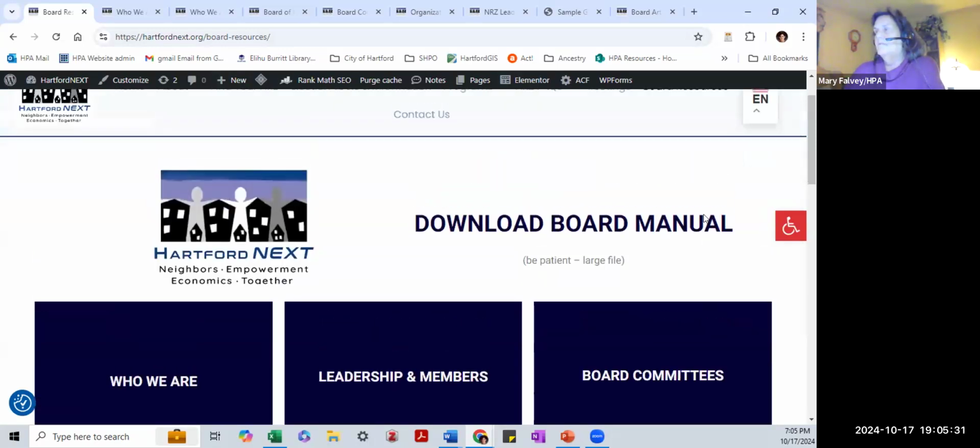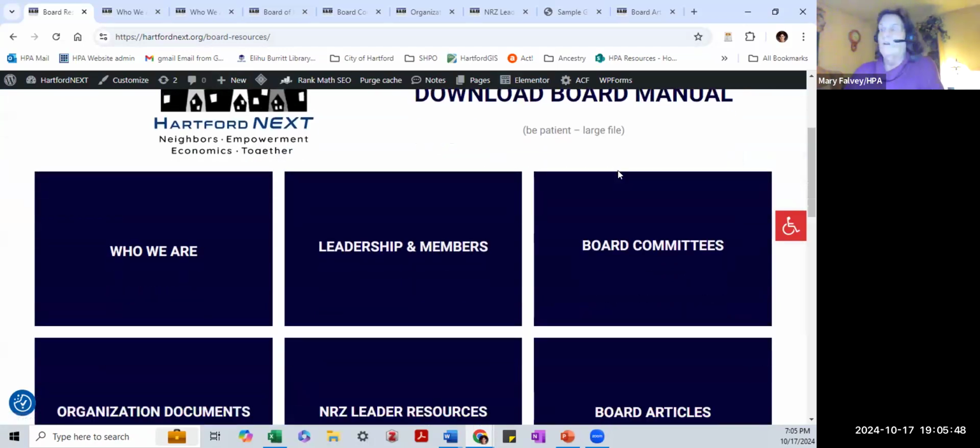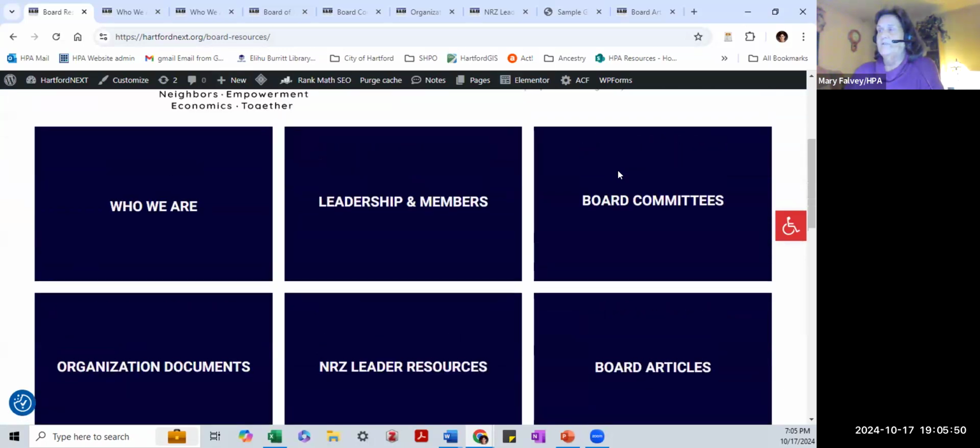And so when we go to board resources, you will be led. At the top is an opportunity, if you need to download the whole board manual, you can do it from here. I'm not doing it now because it's a big file and it takes some time. But essentially, all the elements of our board manual are here on this page.